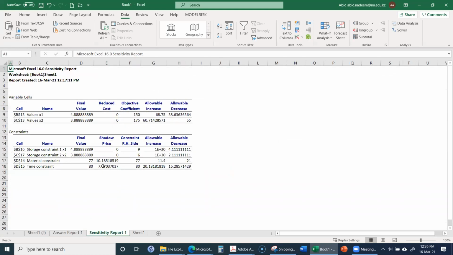according to this sensitivity report, if you want to increase any constraint, then you will increase the constraint of the materials to get the best results. And in addition, this table also tells us how much increase you can make. So for example, from 77, you can increase to a maximum of 11.4. If you increase more than that, then there will be no further increase. Similarly, it also shows that we can maximum decrease from 77 by an amount 21. Of course, if you decrease it, then the profit will also decrease.